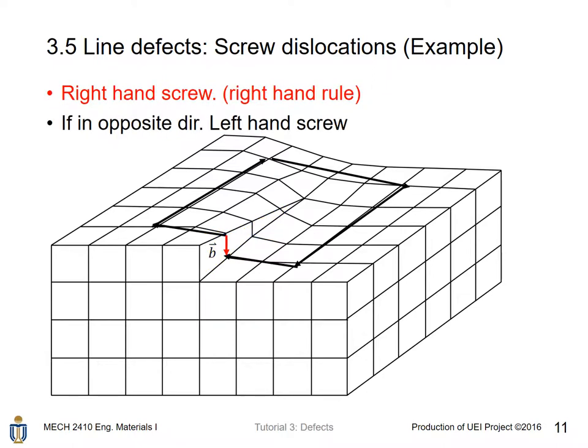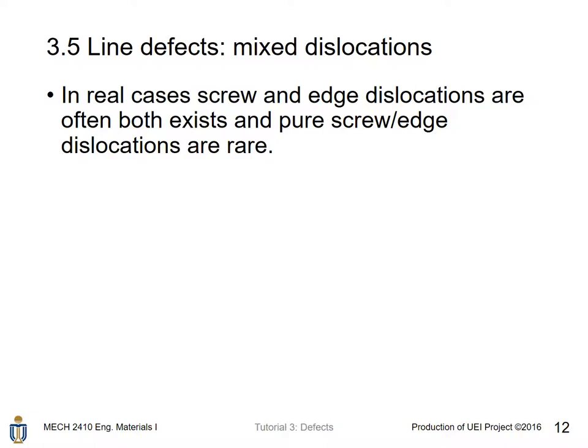Using the right hand rule, clockwise will represent a downward direction, which is given by the right-hand rule. And that means the screw itself is a right-hand screw. If it is in the opposite direction, definitely it is a left-hand screw. In real cases, screw and edge dislocations often coexist, and pure screw or edge dislocations are rare.